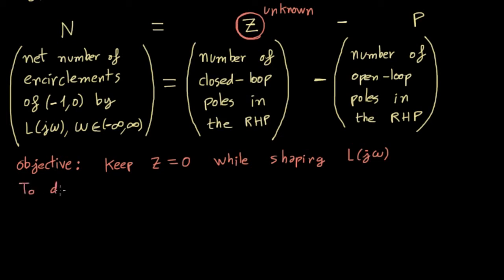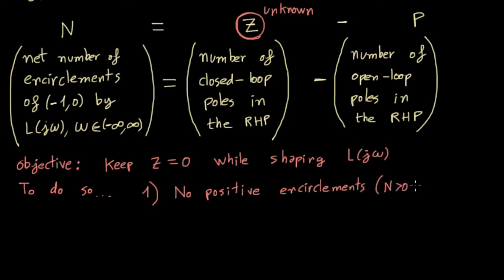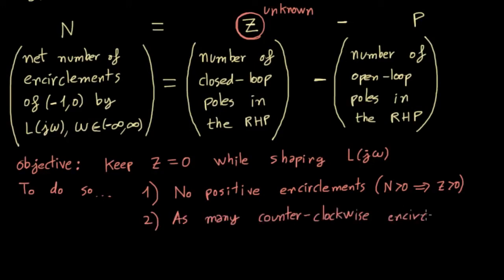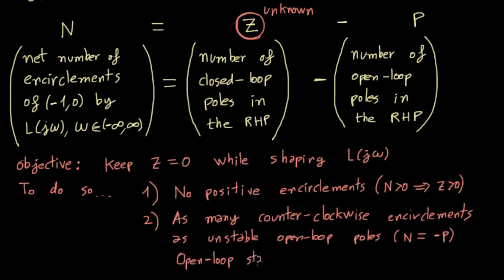As a consequence, we must always ensure 2 things. First, there are no net positive encirclements of the critical point. If there are any, then N is greater than 0, and since P cannot be lower than 0, then Z is greater than 0, which means that the closed loop system is unstable. And second, there are as many counterclockwise encirclements of the critical point as right half-plane poles in L of s. In other words, N must be equal to minus P. In particular, when the system is open-loop stable, there shouldn't be any encirclements at all.